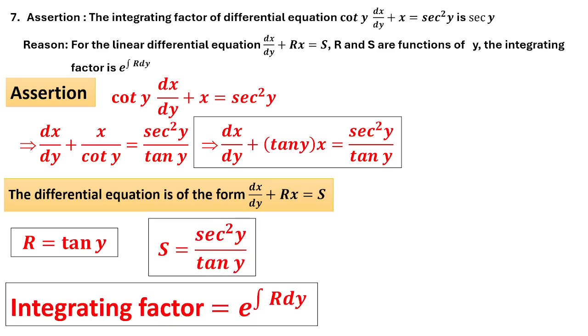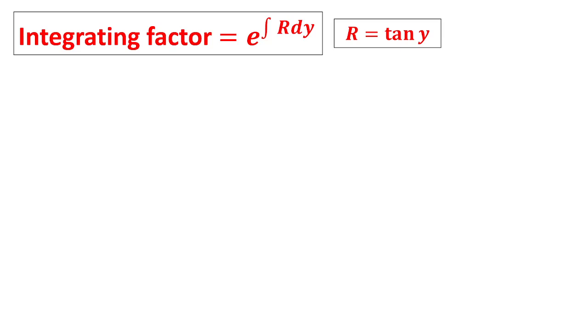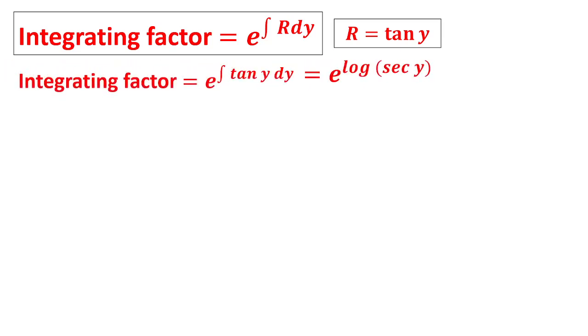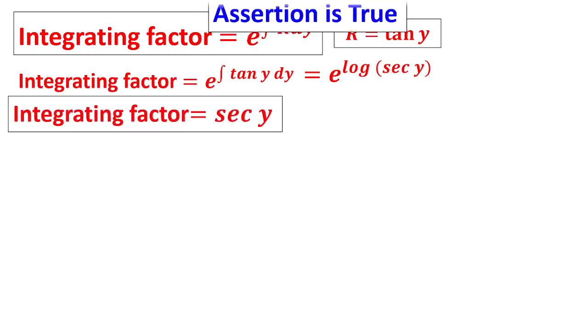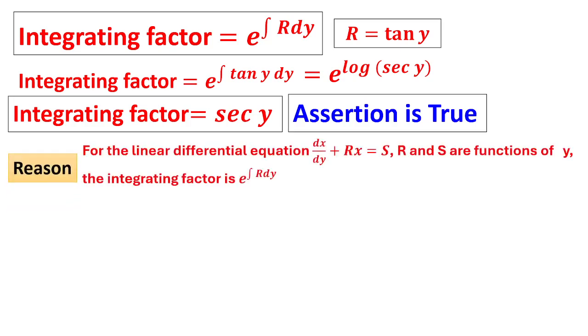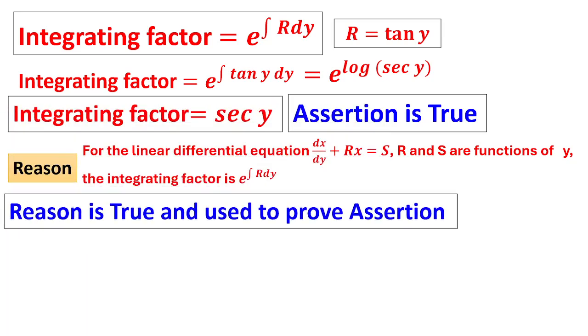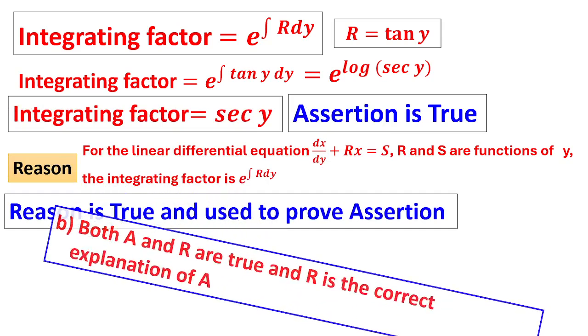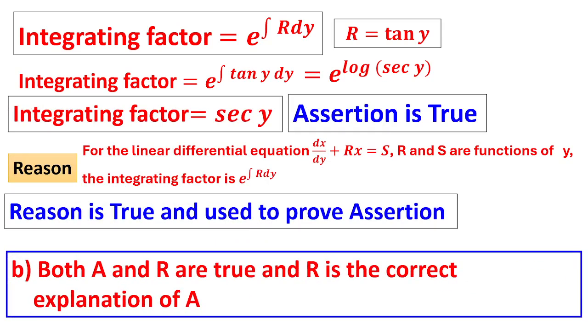Now we are worried only about the integrating factor, e power integral r dy, which is e power integral tan y, which is log secant y. Therefore, it is secant y. Therefore, assertion is true. Let us go to the reason. The reason is given for the linear differential equation of the form dx upon dy plus rx is equal to s. Integrating factor formula is given. Therefore, reason is also true and it is used to prove the assertion. Therefore, both A and R are true and R is the correct explanation of A.